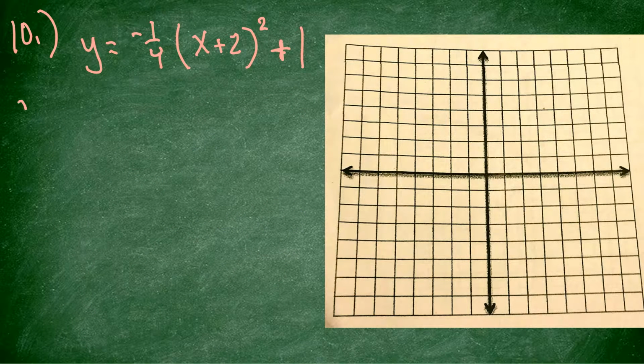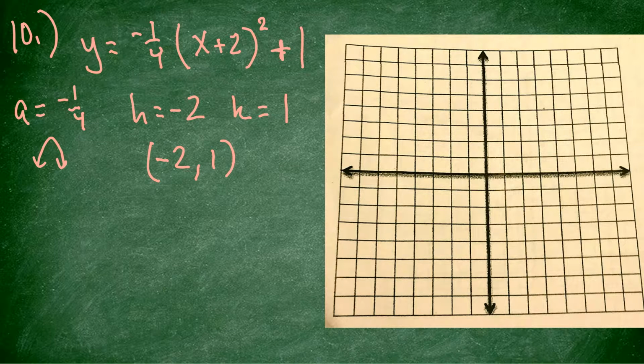Alright, so I have a equals negative 1/4, h equals negative 2, k equals positive 1. Remember, I know it's a frowny face because of that negative 1/4. My vertex is negative 2, 1. So I go left 2, up 1, put a dot. There's my dotted line. That's my axis of symmetry. In case you're not sure, that's what the dotted line up and down means.